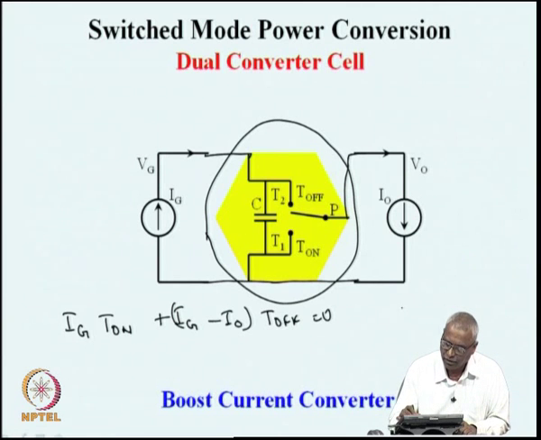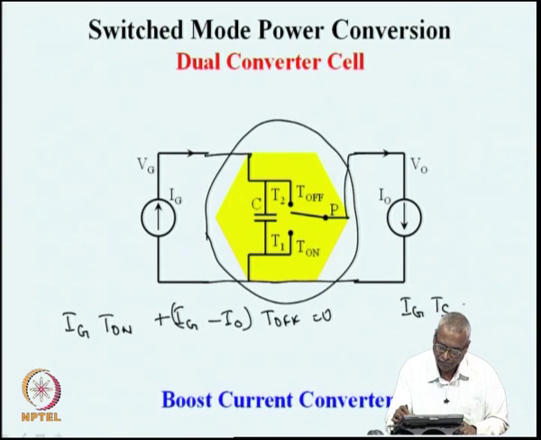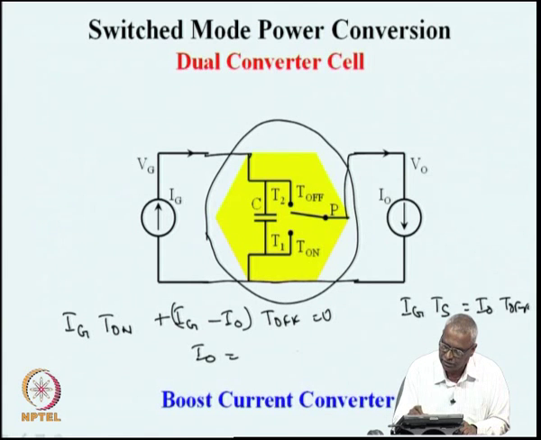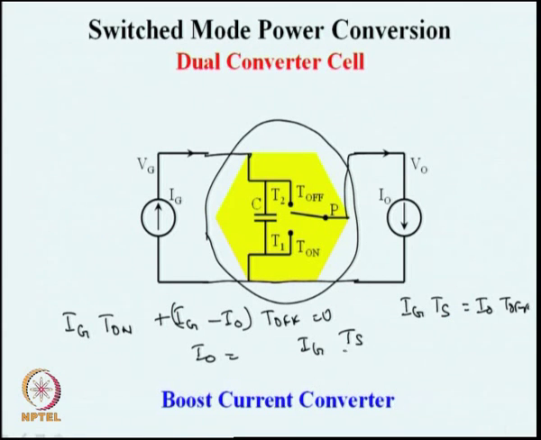equal to 0, and this can be written as IG into Ts equal to I naught into T off, or I naught is equal to Ig into Ts by T off. This is Ig divided by 1 minus D. This is what we call as the boost current converter. The output current is input current divided by 1 minus D, or the output current will be more than the input current. This is a dual of the boost voltage converter and this is a boost current converter.